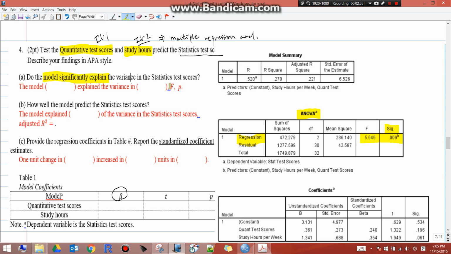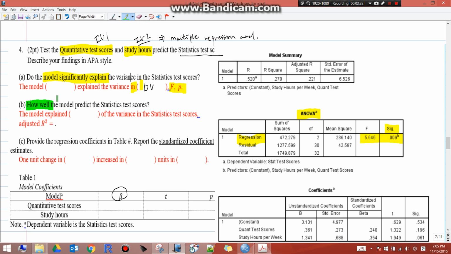Same as the ANOVA, we need to report F values and p values. You know how to report those F values and p values in APA style, so I'm not going to talk about this. The model significantly explained the variance because the significance level is less than 0.05. Explained the variance in what? In our dependent variable. What is our dependent variable? Statistics test scores.